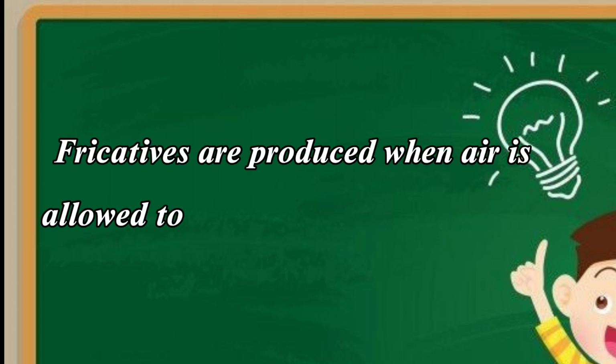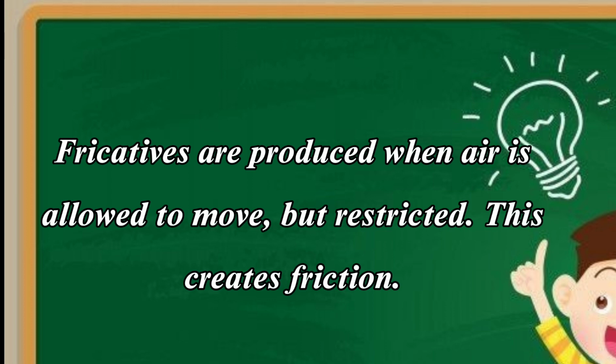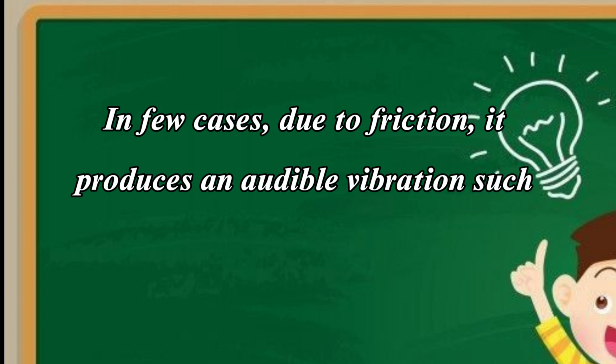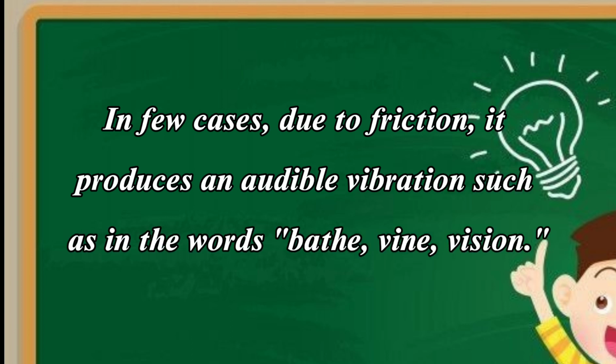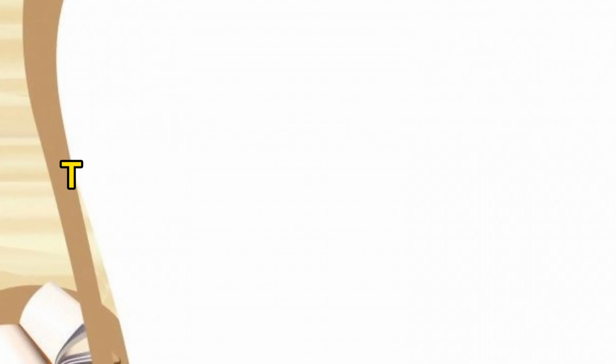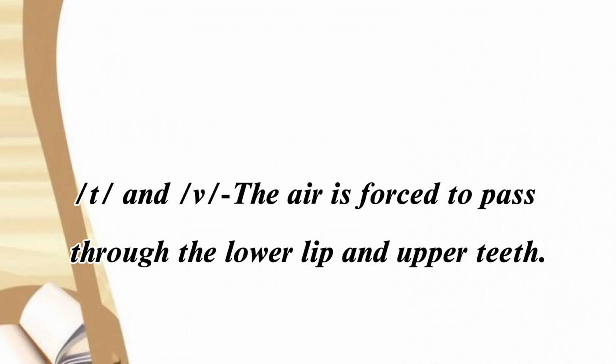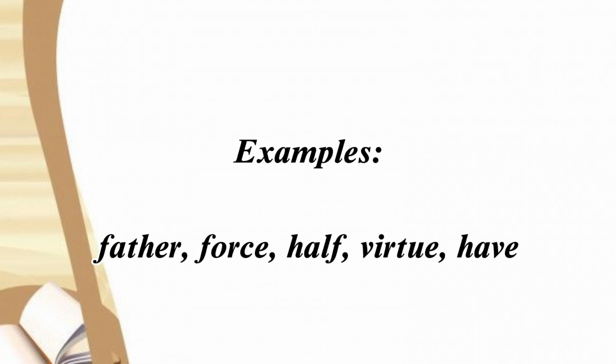Fricatives are produced when the air is allowed to move but restricted. This creates friction. In a few cases, due to friction, it produces an audible vibration, such as in the words bait, vine, and vision. The English language has the following fricative consonants. The f and the v. The air is forced to pass through the lower lip and the upper teeth. Examples: father, force, hath, virtue, have.